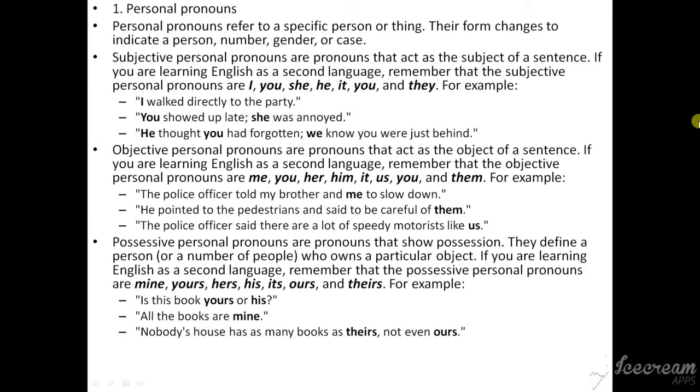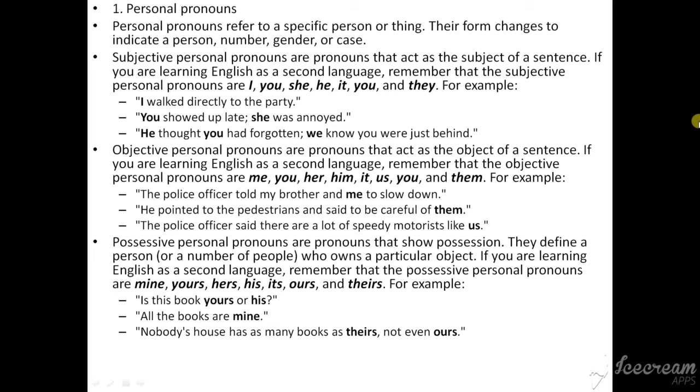If you are learning English as a second language, remember that the subjective personal pronouns are I, you, she, he, it, we, you, and they. For example, I walked directly to the party. You showed up late. She was annoyed. He thought you had forgotten. We know you were just behind. This was the first type of personal pronoun, the subjective.